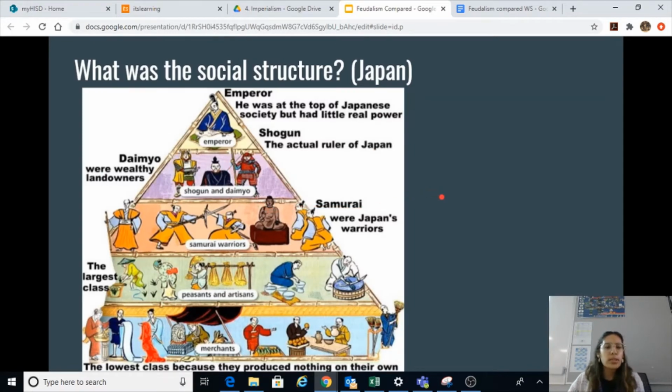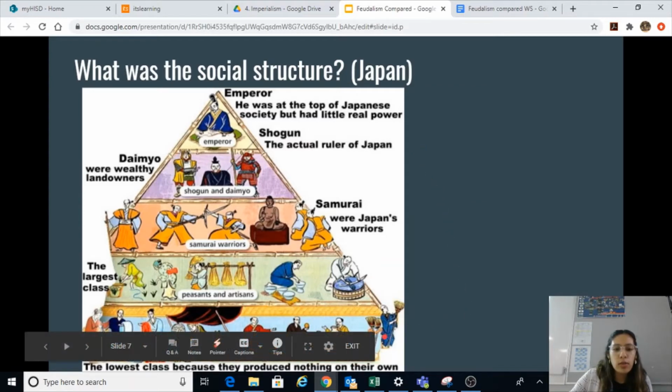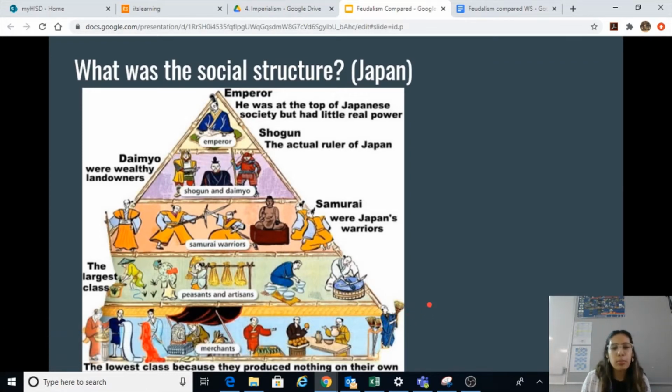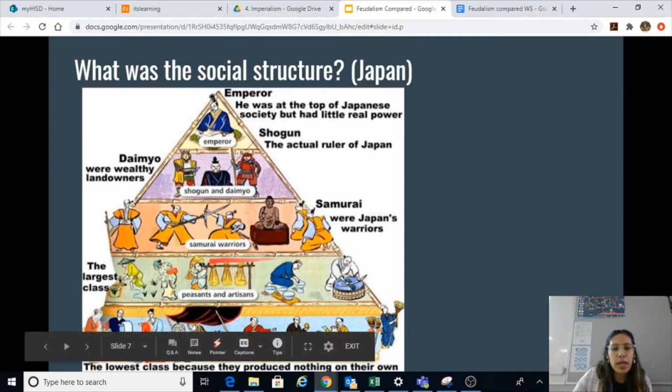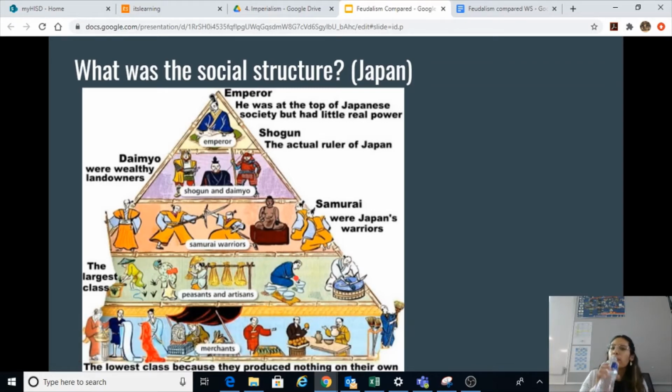Okay, so what was the social structure like in Japan? So first of all, we had the lowest class, which are the merchants, and they are the lowest class because they're considered not producing anything useful for society because they don't produce anything on their own. Then above them, we had the peasants and the artisans, and this is the largest class, so they produce most of the stuff that Japan is going to use.